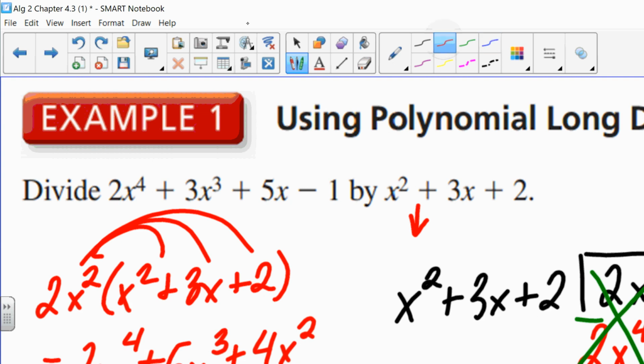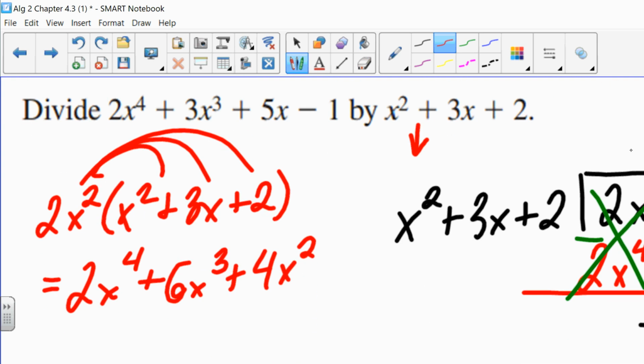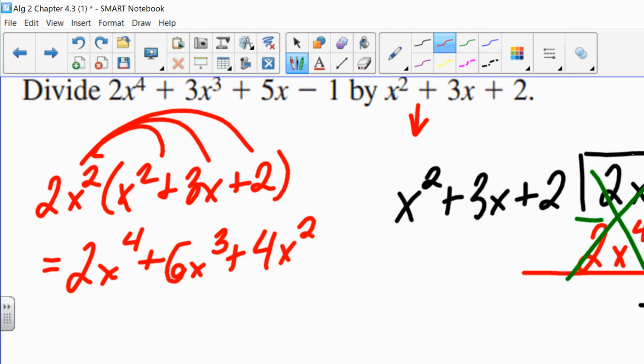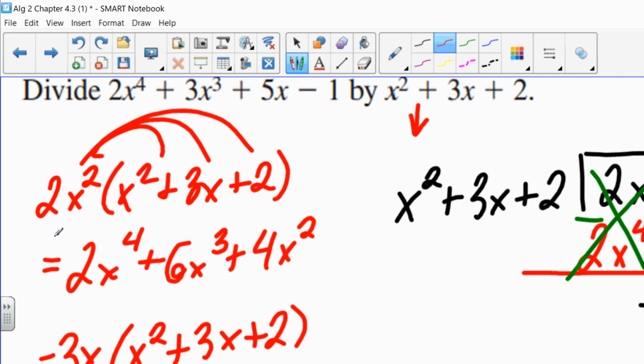Okay. Any other questions on this here? Ready for us to do it again? So what times x squared is negative 3x cubed? Negative 3x. So we're going to do, you can do this off to the side, negative 3x times x squared plus 3x plus 2. And negative 3x times x squared is negative 3x to the 3rd, like we wanted.